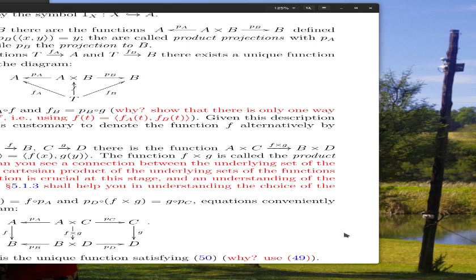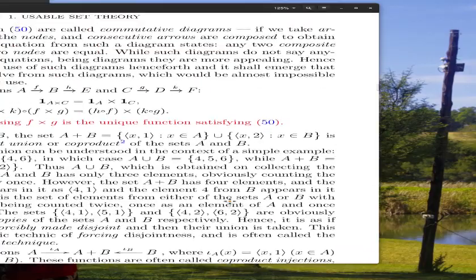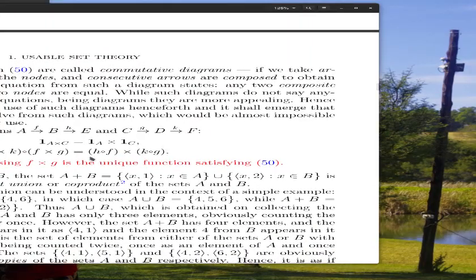But that's more of a testing question, nothing else. It's a little bit different than the other reds. And the moment you see that this function F cross G is the unique function which satisfies this diagram 50, then these two questions should become very clear.